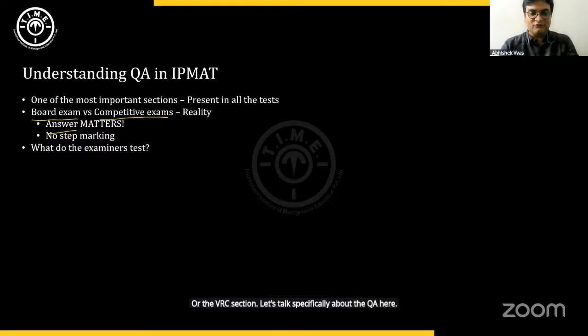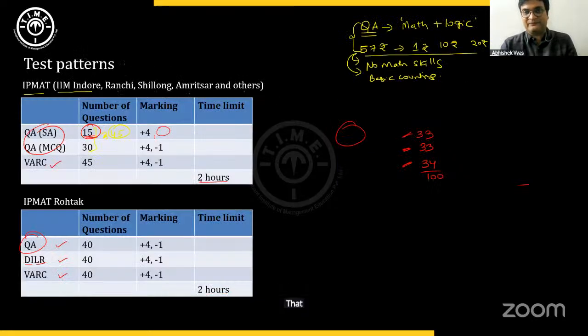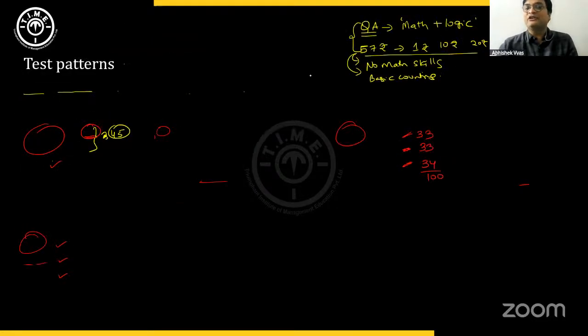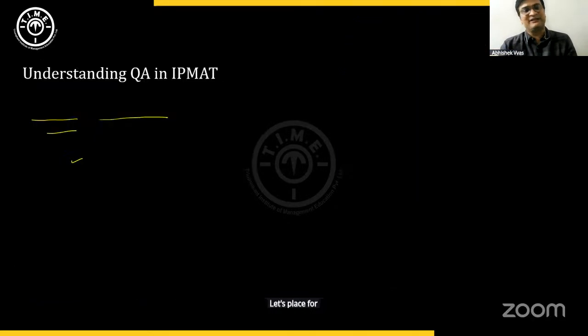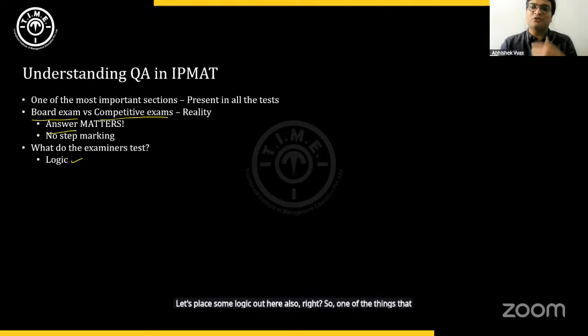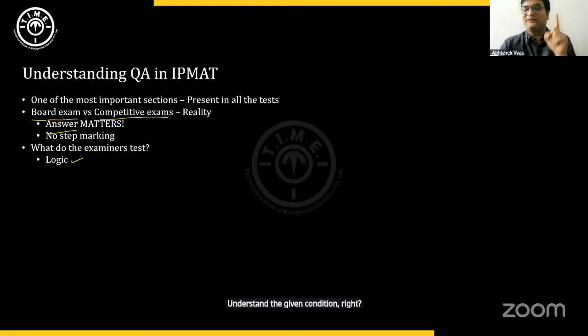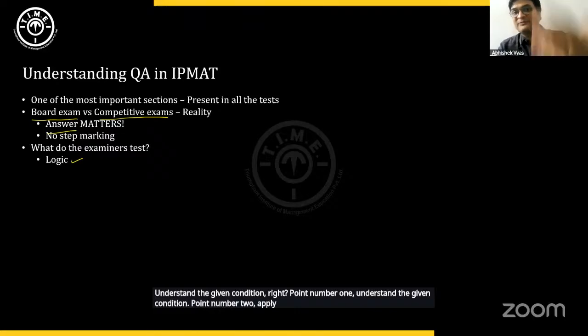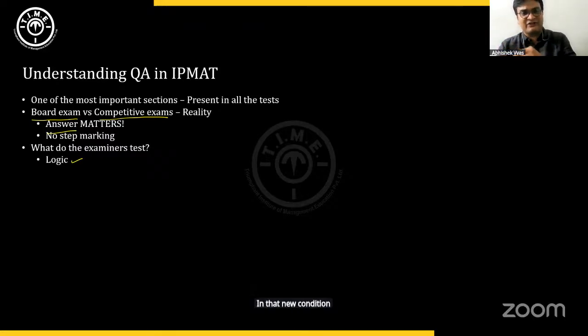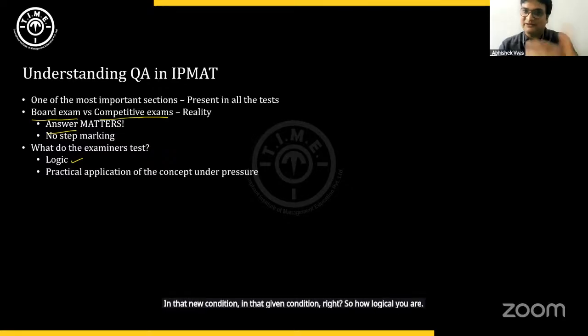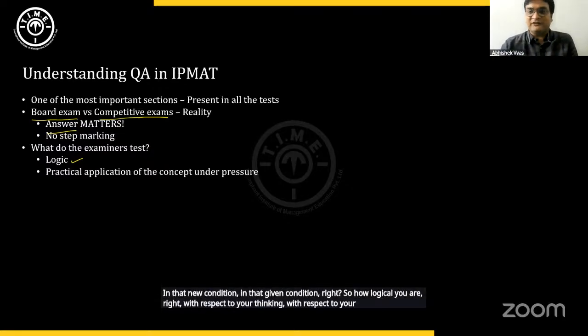The examiners would be testing you on the following parameters. One is your logical ability, logical skills. In your con section also, of course, there is place for logic. There's place for logic out here also. So one of the things that they'll be testing you on is your logical ability, how well you can understand the given condition. Point number 1, understand the given condition. Point number 2, apply the concept that you know in that new condition. So how logical you are with respect to your thinking, with respect to your way of answering a question.